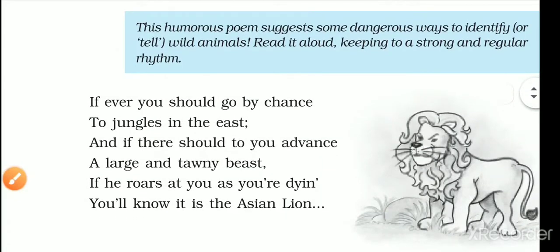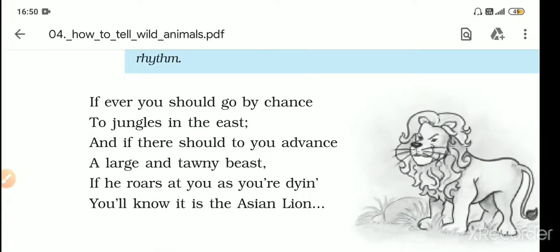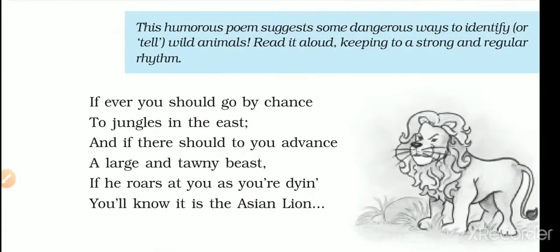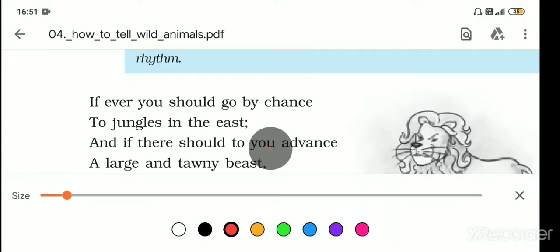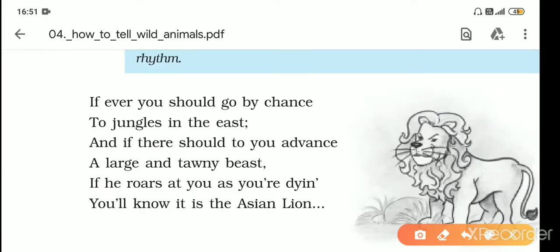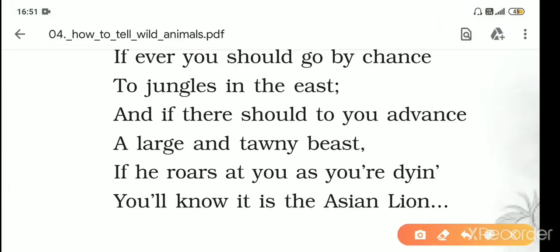Now children, let's see the paraphrasing of the poem. Of that, let us see the first stanza. If ever you should go by chance to jungles in the east, and if there should to you advance a large and a tawny beast, if he roars at you as you are dying, you will know it is the Asian lion. Now firstly let us understand the difficult word meanings.